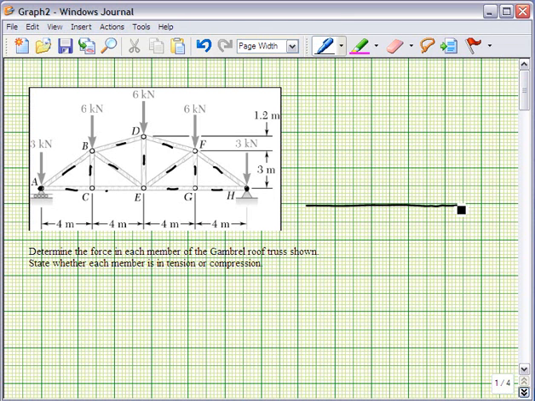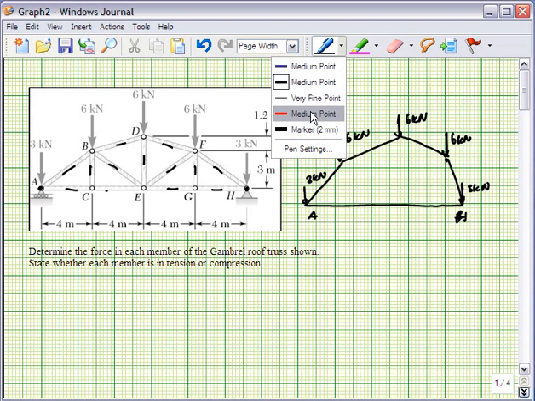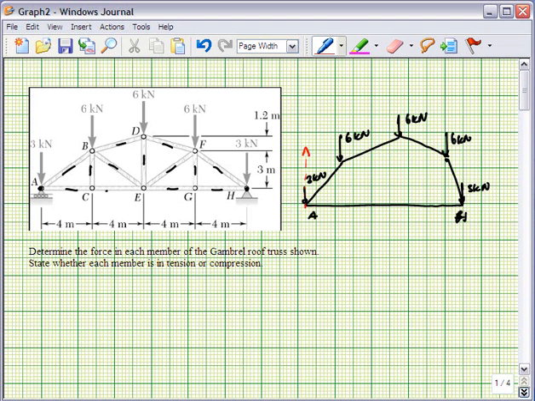So here's the base, AH, and then the rest of the truss looks something like this. The free body diagram is not that great, but you get the picture. So that's 6 kilonewtons, that's another 6 kilonewtons, and that's another 6 kilonewtons. There's 3 kilonewtons here, there's 3 kilonewtons there. My coordinate system is out here.